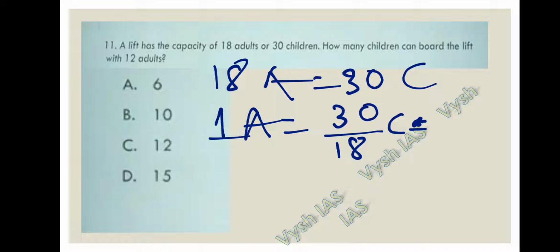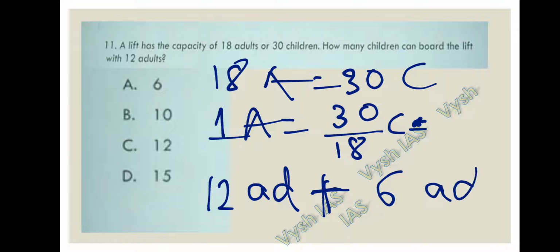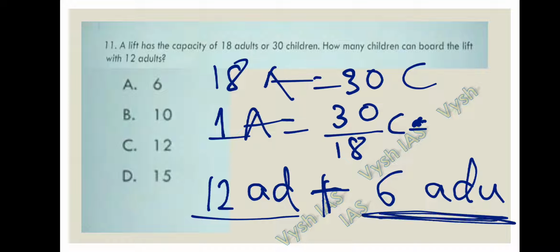So they have given that there are 12 adults. The lift has a capacity of 18 adults, but they are saying there are only 12 adults right now. So how many more adults can fit in the lift? 6 adults can fit in the lift apart from the 12 adults. So 6 adults is nothing but how many children is the question.